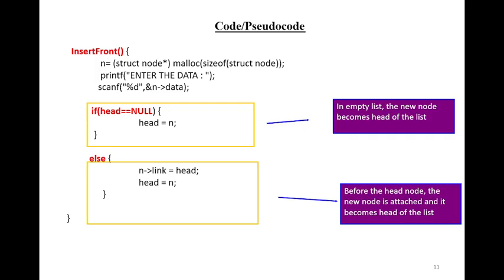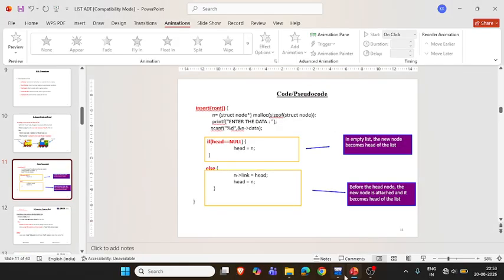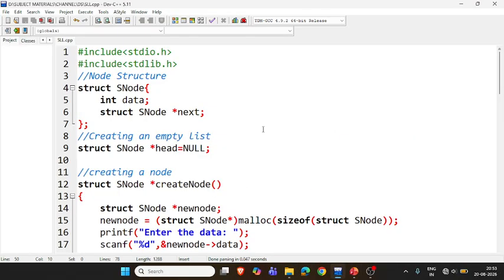Afterwards, we have to move the header pointer to the new node. That's why we have the statement like head is equal to n. So now I would like to show you the code. Okay, what I have made is for making you understand.